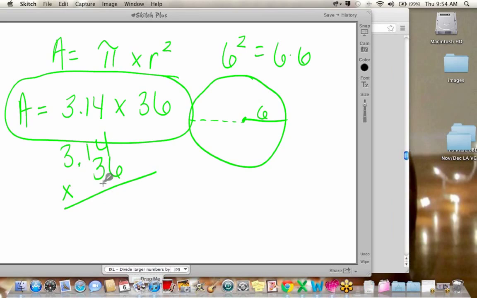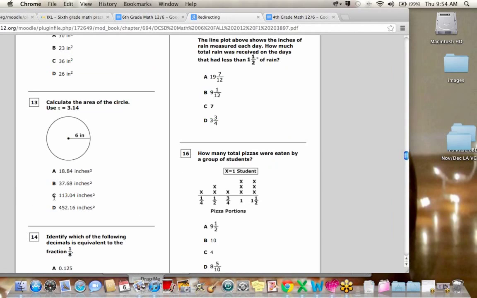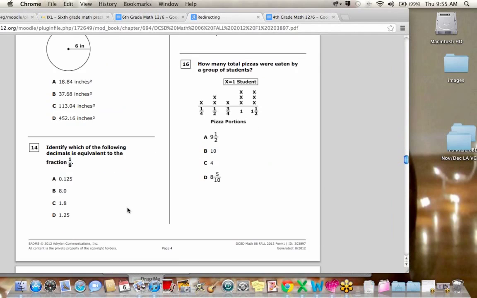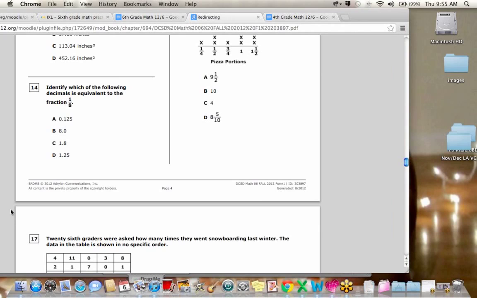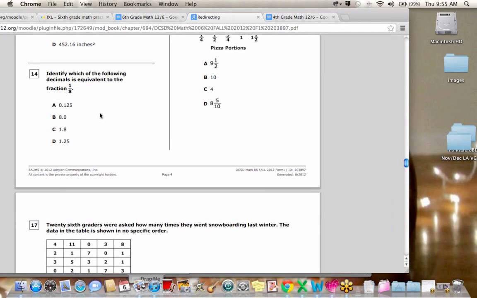Okay, so 3.14 times 36 came out to 113 and 4/100 squared. So let's find that answer. Here it is. So there's your area of the circle. Okay. Kaylee, read 14 for me. Identify which of the following decimals is equivalent to the fraction 1/8.